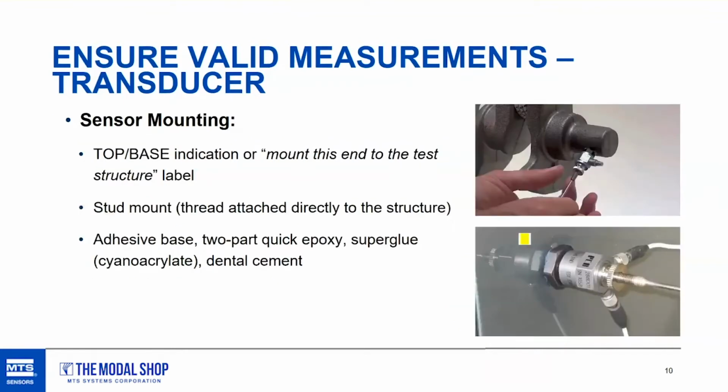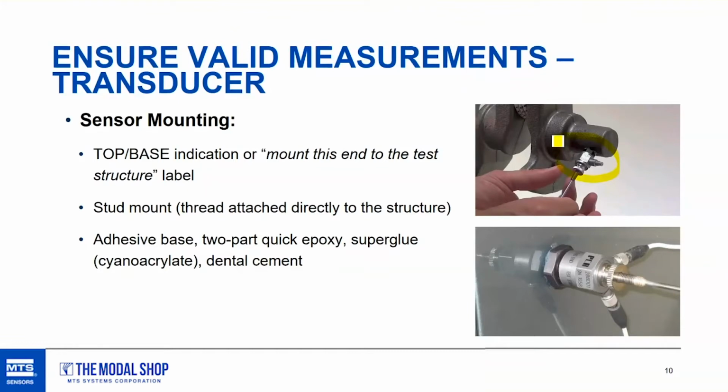One important thing about those sensors when it comes to mounting is the orientation. Those sensors have a polarity associated with them, so there is a right way to mount them to the structure. That has to do with the calibration of the sensor. On the force sensors you're going to see a top label, and on an impedance head you're going to see a message saying to mount this end of the sensor to the test structure.